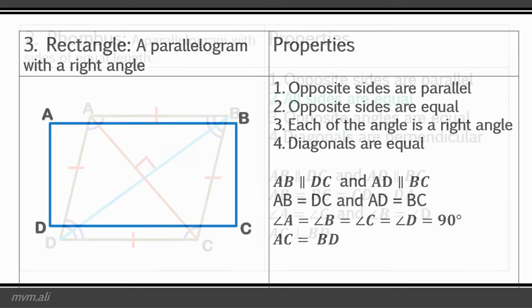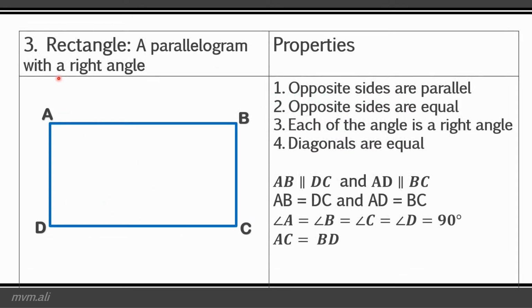Then the third one, the rectangle. A parallelogram with a right angle. Clear? All the properties of a parallelogram apply. In addition to that, all the interior angles should be right angles. Properties are: opposite sides are parallel, opposite sides are equal, and each angle is a right angle.